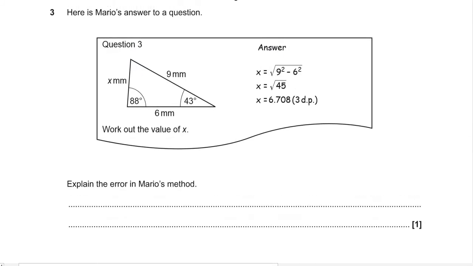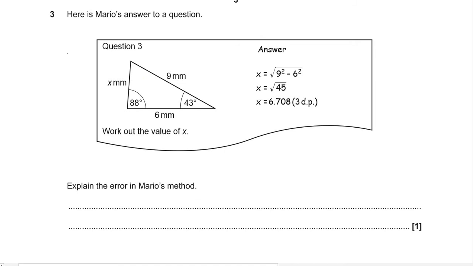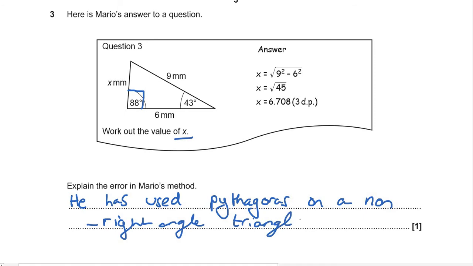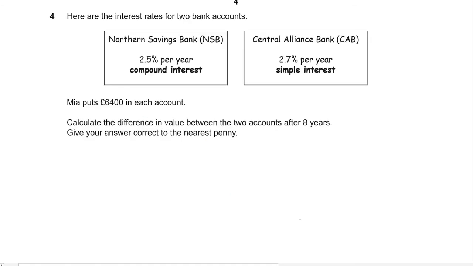Okay, great. Question 3. Here's Mario's answer to a question. So we've got a triangle here, and it says, explain the error in Mario's method. So he's trying to work out x, and what he's actually done is he's used Pythagoras, even though it's not a right angle. Right, so this angle here is not a right angle. So he has used Pythagoras on a non-right angle triangle. And that is the answer for that one.